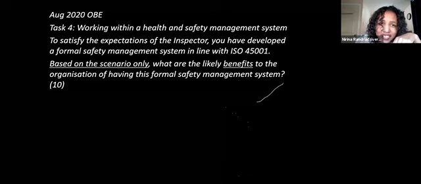You can get some of the answers correct, but not all of them, because it says here based on the scenario only. Same thing, just going into the manual, looking at the paragraph mentioning benefits of having ISO 45001 and then doing this copy paste will not work. You won't get a good mark because most of these answers are very general. It's not really specific. So what we need here is something that is based on the scenario only. Irrelevant answers again. What are the things that will not be included here?